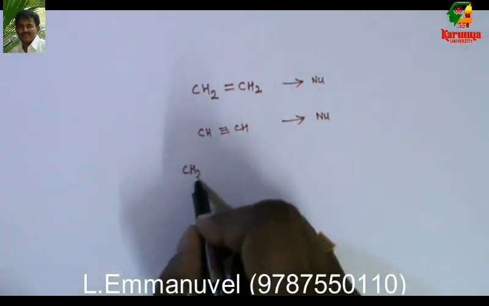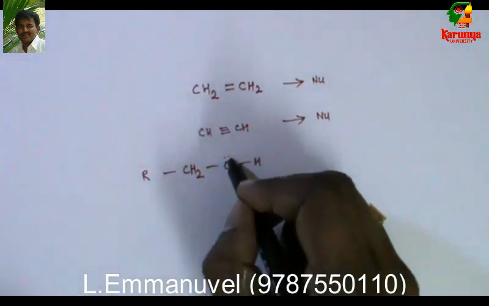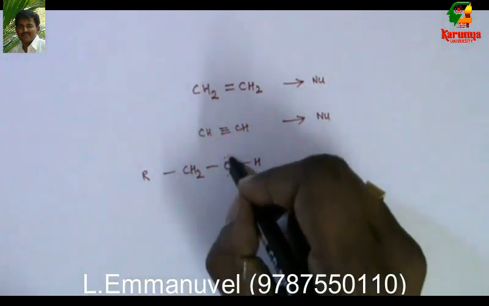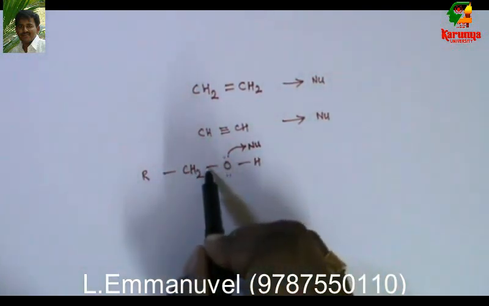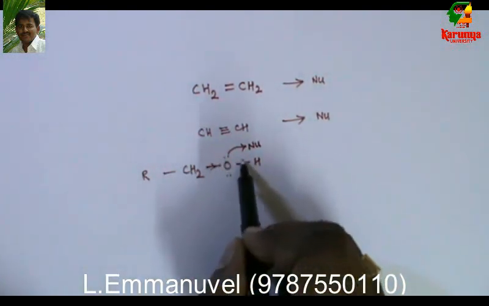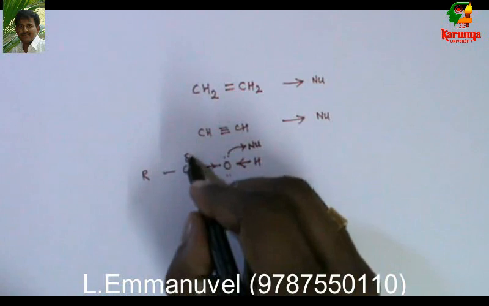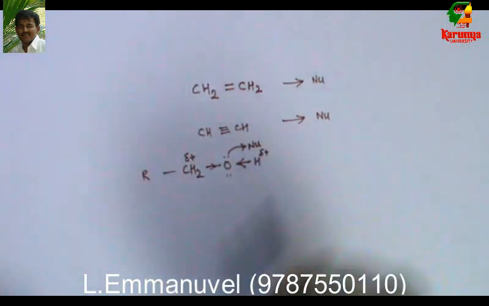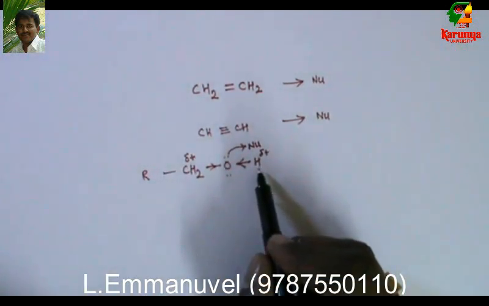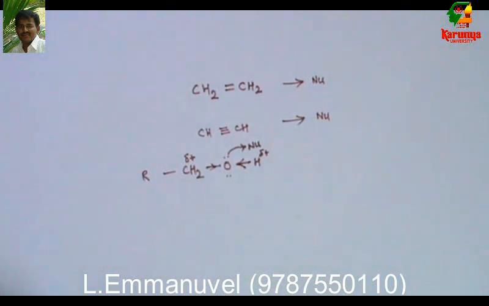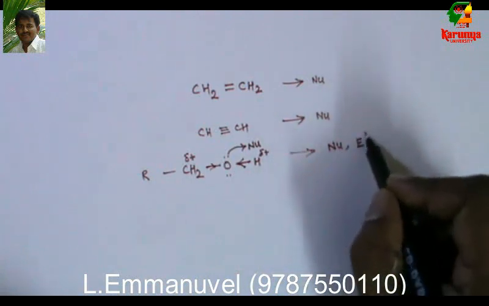If you go for alcohol, the oxygen has lone pair of electrons, so this is nucleophilic. At the same time, because of the more electronegativity of the oxygen atom, the electron density from this bond is pulled towards oxygen. So we get del plus on this carbon as well as this hydrogen. So this hydrogen can be taken by a base. So there is nucleophile as well as electrophile.